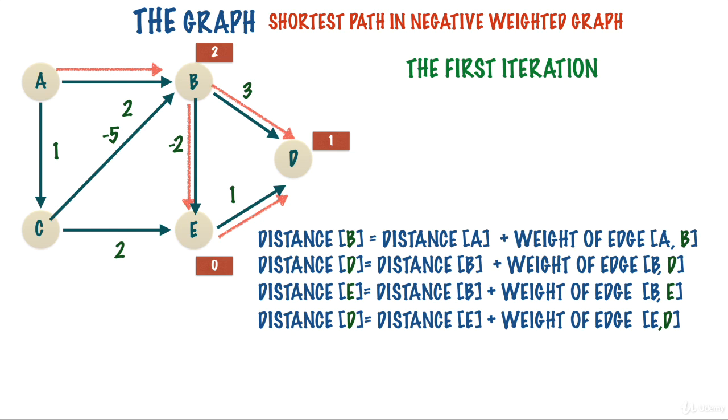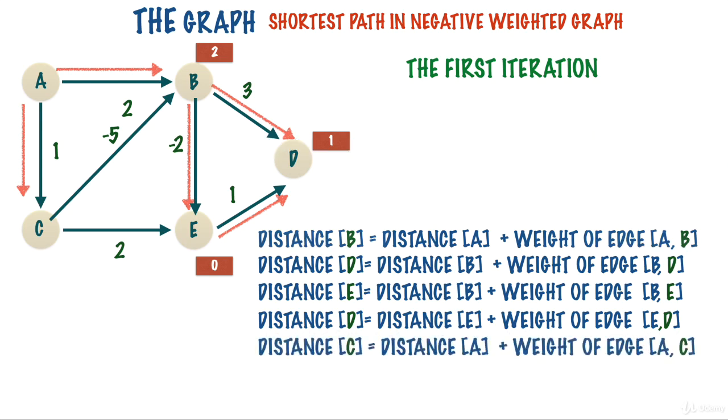The next edge we'll explore is the edge from A to C. It's still unexplored, and the distance to C will be 1. The distance from A is 0 and the edge weight is 1.